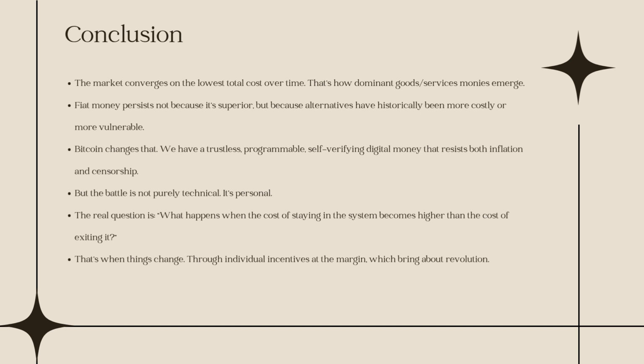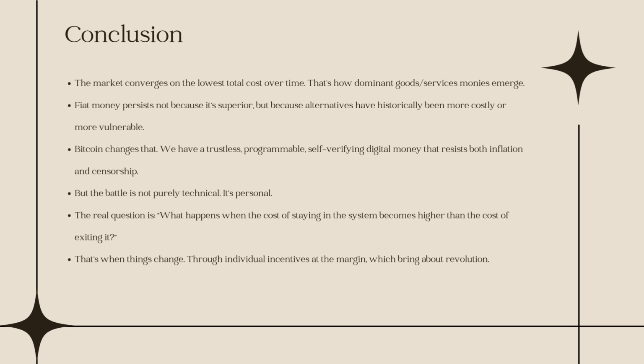I know this was a quicker video, but I wanted to move through it pretty fast. Let's conclude today's topic. Basically, we looked through the history and redefined money and came to the conclusion that markets converge on the lowest cost money over all these objective monetary characteristics that we looked at over time. That's how any dominant good or service emerges. Fiat money persists not necessarily because it's superior, but it originally was a lower cost alternative for an economy that needed to settle trade more quickly and at greater scale. And so we kind of traded convenience for long-term inflation and censorship risk.